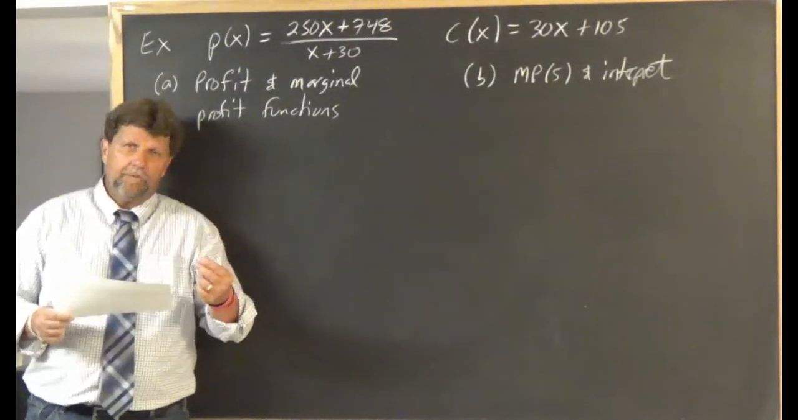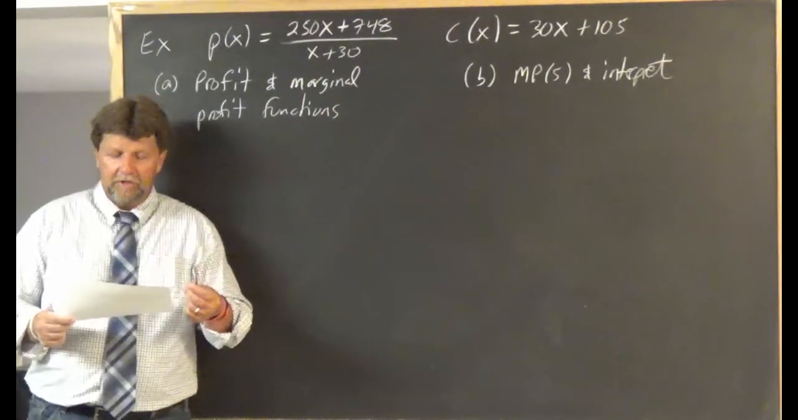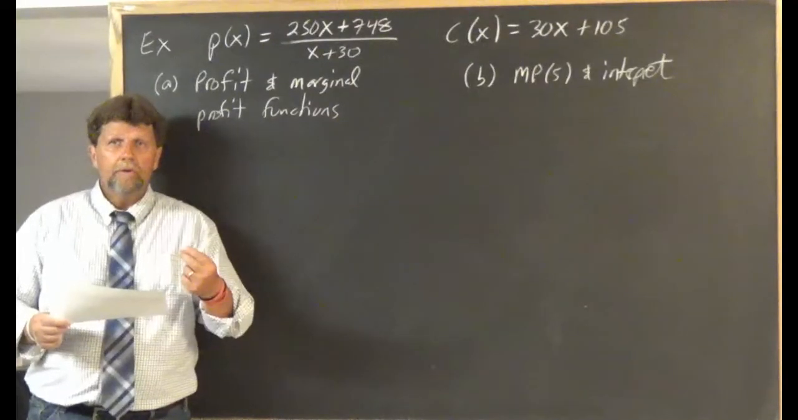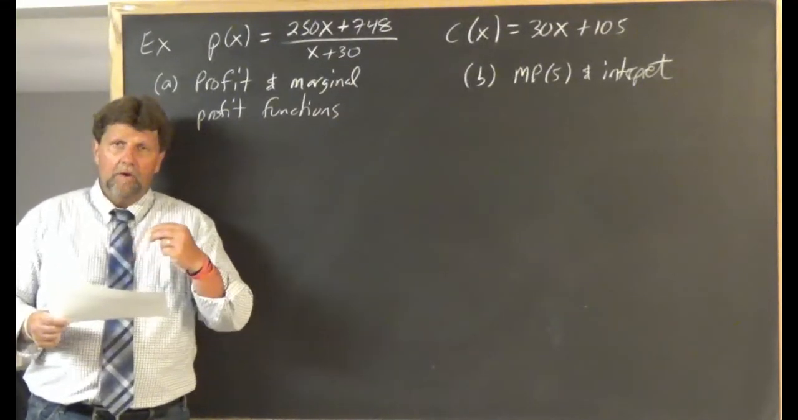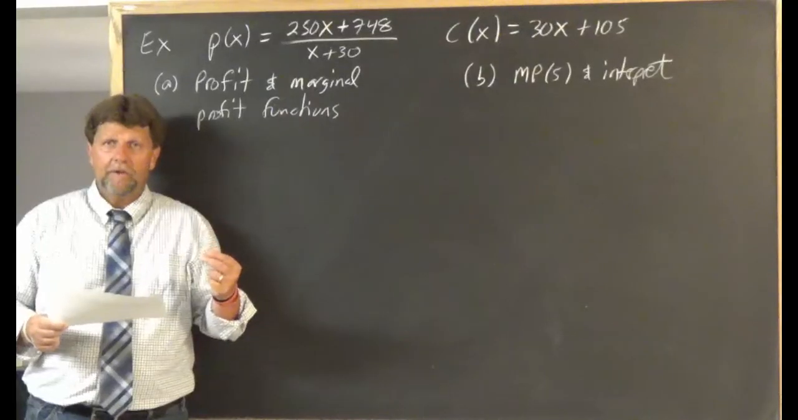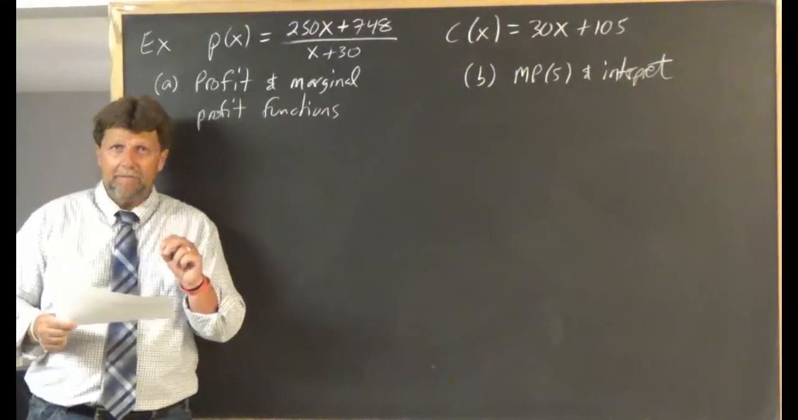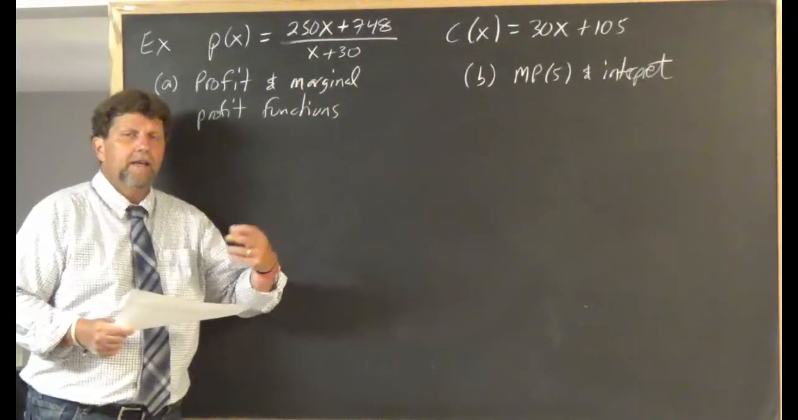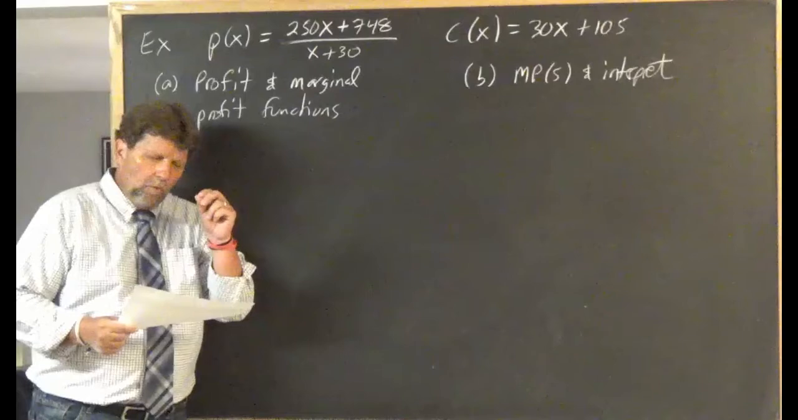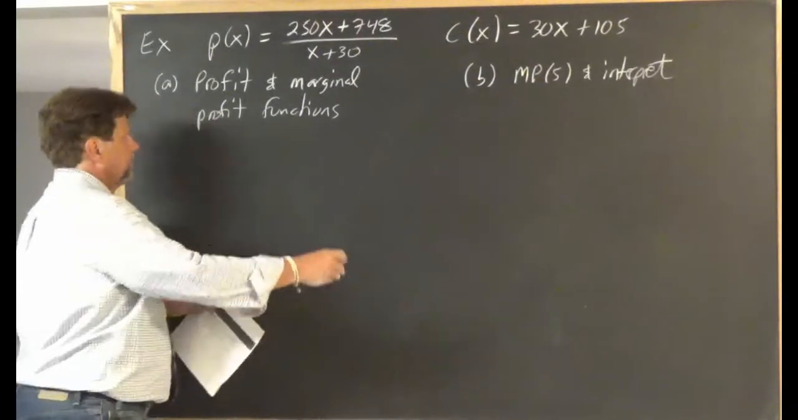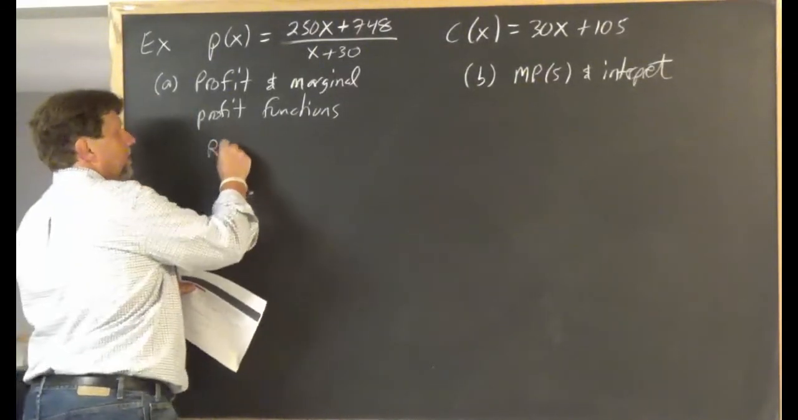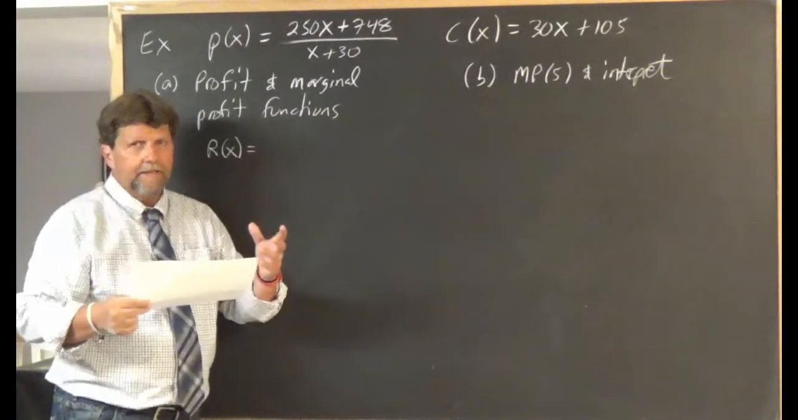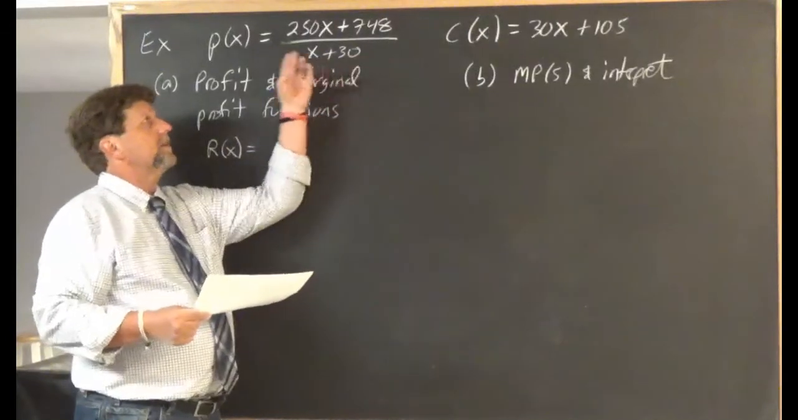So we can't get the marginal profit function until we get the profit function. Now you need to remember profit is equal to revenue minus cost. We don't even know the revenue function here. All we have is the price demand function. It's telling us the price at a demand level of X. Well, remember revenue as a function of X is just price times quantity. That's it.